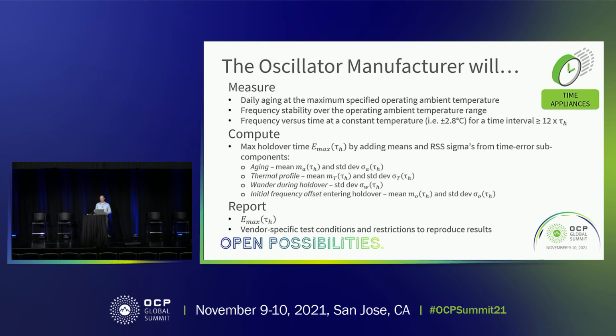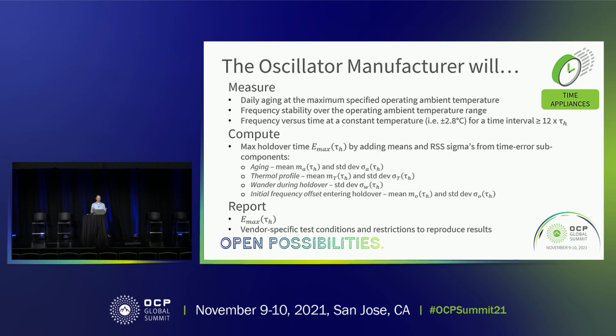So the actual methodology itself requires a few things to be measured. It's requiring frequency stability over the operating ambient temperature range to be measured, and it requires a frequency versus time at a constant temperature. Or when I say constant, it's roughly within 2.8 degrees Celsius. There could be some variation, but it's fairly constant for some time interval.